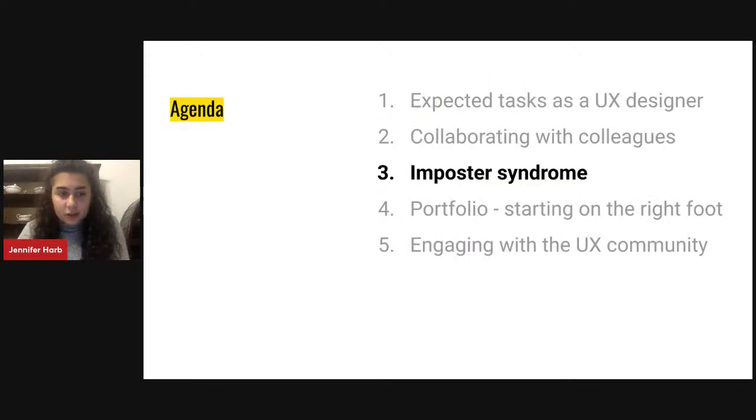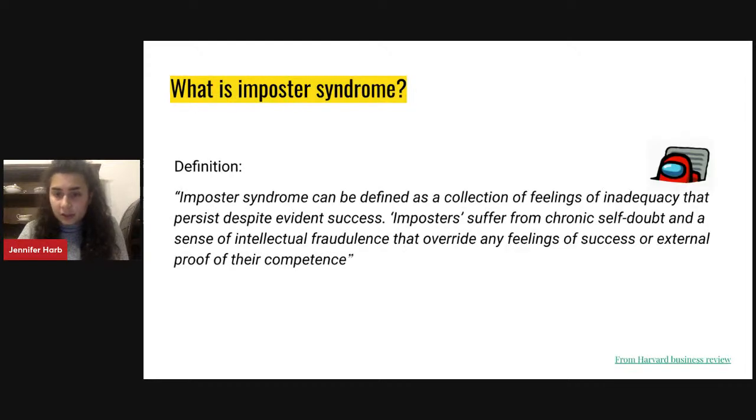And that brings us to imposter syndrome. So I won't go into too much detail about imposter syndrome because there's literally hours and hours of talks about it. But I did want to go over it briefly. This definition is basically a long definition to say that imposter syndrome is when you think you're not doing a good job and you feel like an imposter, even though there's evidence that you are doing a good job and you are succeeding.